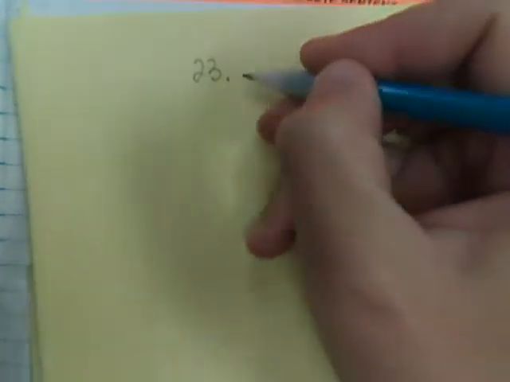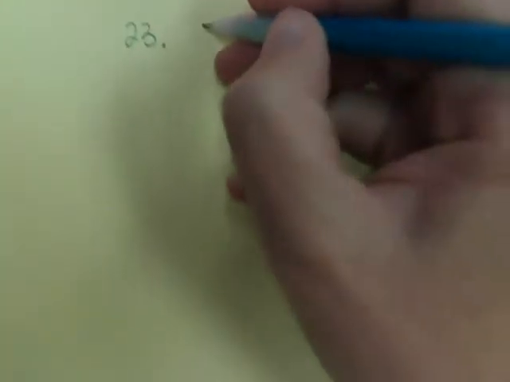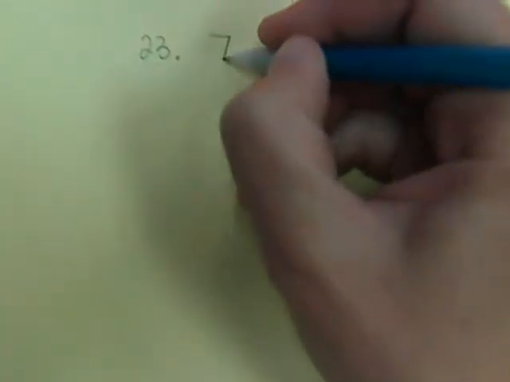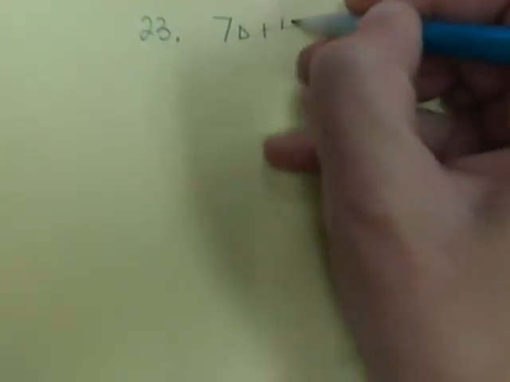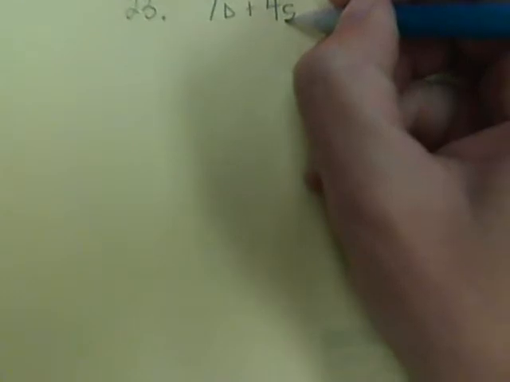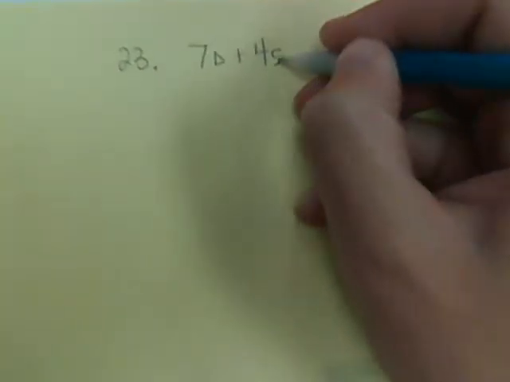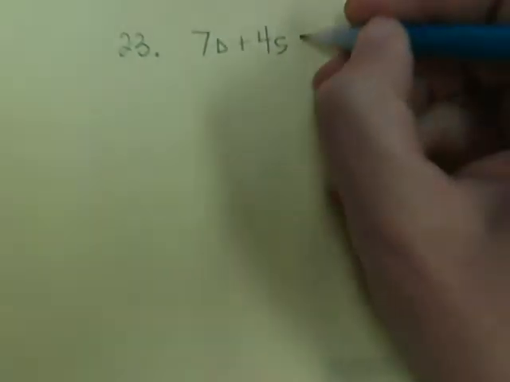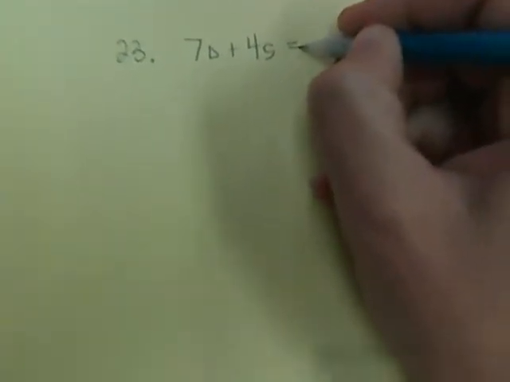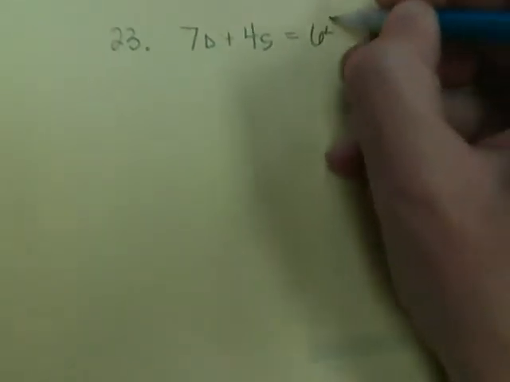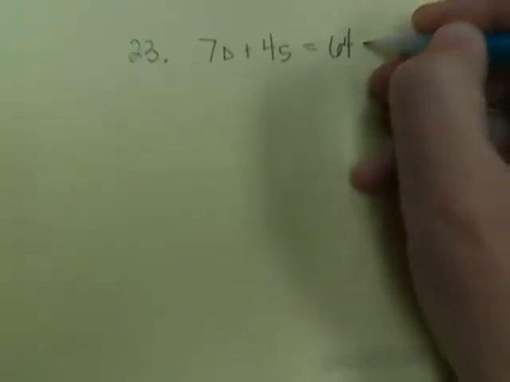So what I'm going to do here on 23 is I'm going to say, okay, I could buy 7 of the dozen price and 4 of the single price. That's how much I have money for. Or they should be the same because I'm using all of my money either way. I could buy 64 of the singles.